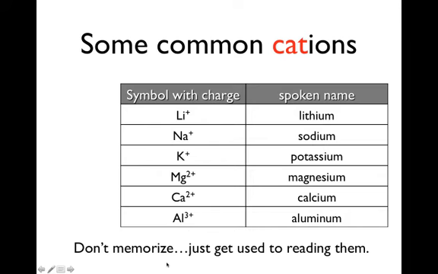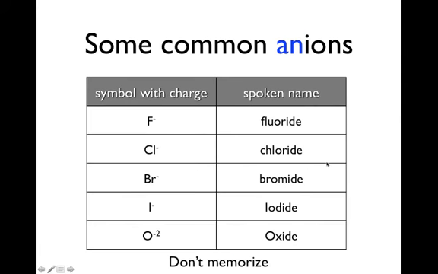I don't expect you to memorize these. I just want you to be able to get used to reading them. If you see a superscript to the right side of a symbol, that is telling you the electrical charge of that particular atom. So these atoms here have a charge of +2. This atom here has a charge of +3. And the spoken name, you would still say this is a lithium ion, this is a sodium ion, etc. Anions are the negatively charged atoms or groups of atoms. The spoken name is a little bit different, and I'll show you those here. So here's a list of some common anions.